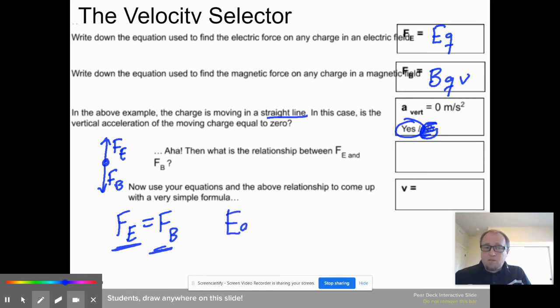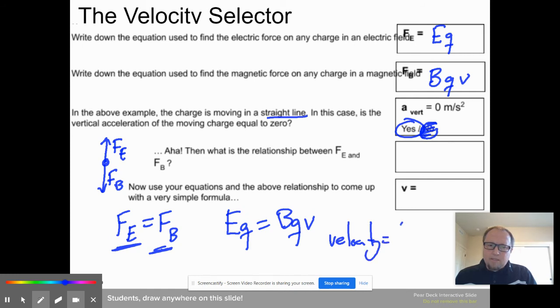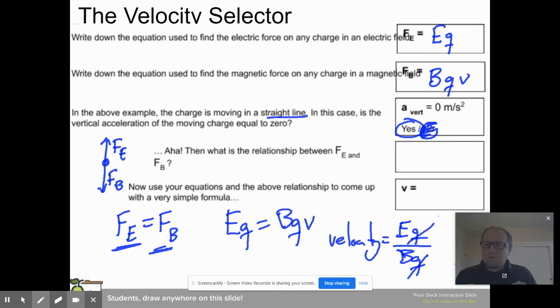Let's write out what we got. EQ equals BQV. Again, remember, stop and pause, in case I'm going too fast. In class, we did that a lot. We digested it. We asked questions. So do the same. So if I want to solve this for velocity, I would get EQ over BQ. My Q's cancel. That means the charge doesn't matter. It can be a big charge, it can be a small charge, it doesn't matter. The only thing that matters is velocity.